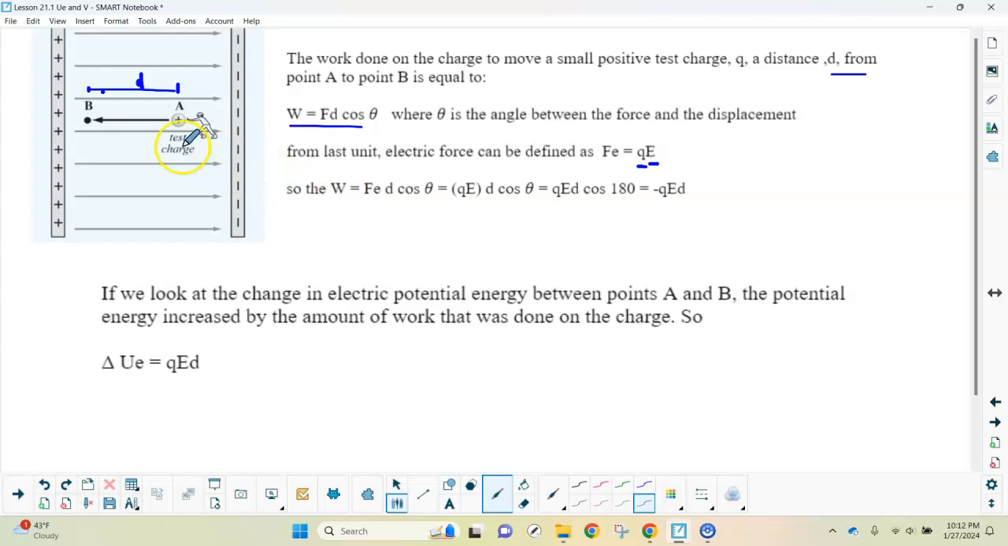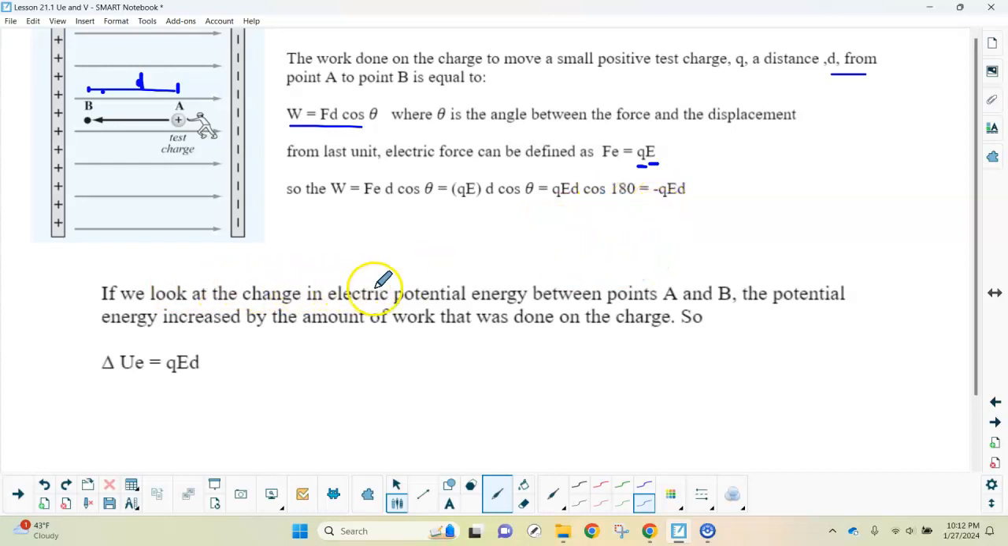So the electric field is going to the right, the charge is Q, and the distance we're moving is to the left. So the idea here is that it's QED. QE replaces the F_E, D is the distance we're moving it, and then the cosine of the angle. The angle between the direction of the electric field and the direction the charge is being displaced is 180 degrees, so the work is negative QED. I'm going against the field, so that's why it's negative. They're in opposite directions, so cosine of 180 is just negative 1.